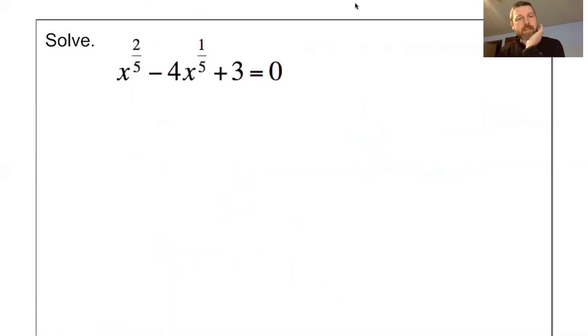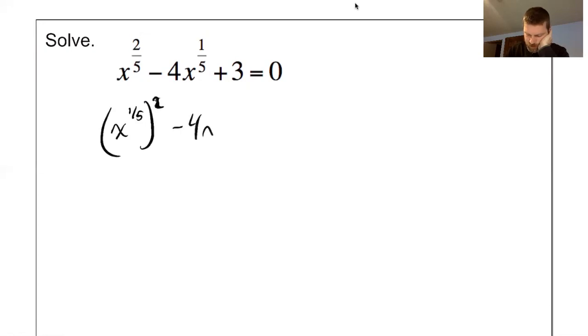Problems like this sometimes get people because those fractional exponents can kind of seem tricky. One of the things to keep in mind, though, is another way to write this problem would be to write this like x to the 1/5 squared minus 4x to the 1/5 plus 3 equals 0.